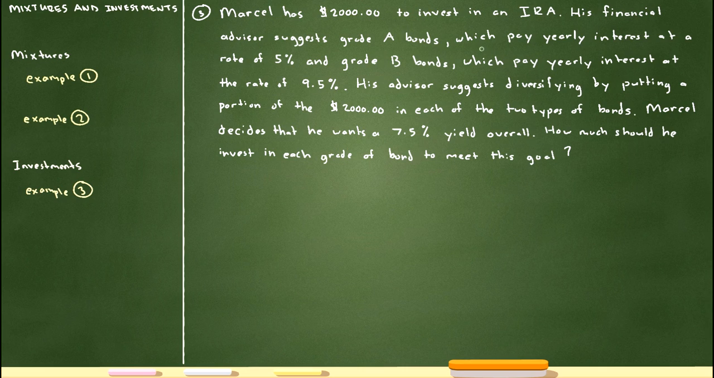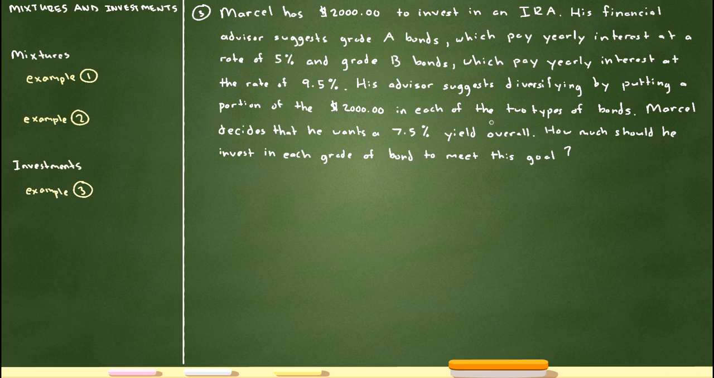So, why would he do that? Well, the grade A bonds are less risky bonds, so they're going to pay out a smaller interest rate because there's less risk associated with a grade A bond. Grade B bonds are riskier bonds, so they're going to yield a higher rate, a 9.5% rate in this case. So you don't necessarily want to throw all your money into the more risky bonds just because it pays a higher interest rate. And this is why his advisor is suggesting that he diversify by mixing up his money between the less risky bond A and the more risky bond B. So he's going to get a combination of these percentages.